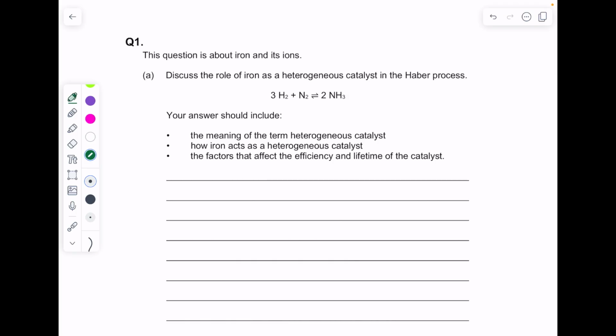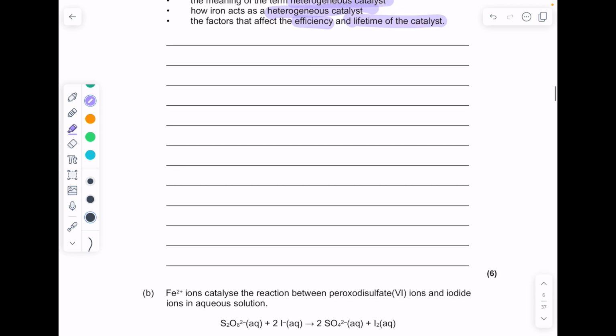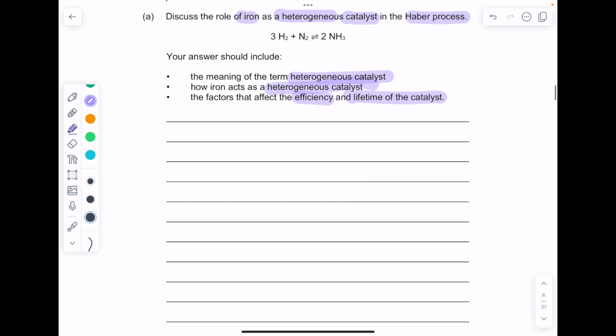This question is about iron and its ions. Discuss the role of iron as a heterogeneous catalyst in the Haber process. Your answer should include the meaning of the term heterogeneous catalyst, how iron acts as a heterogeneous catalyst, and the factors that affect the efficiency and lifetime of the catalyst. It's worth 6 marks. These bullet points are super helpful, don't ignore them.